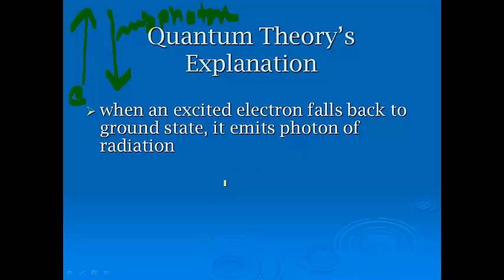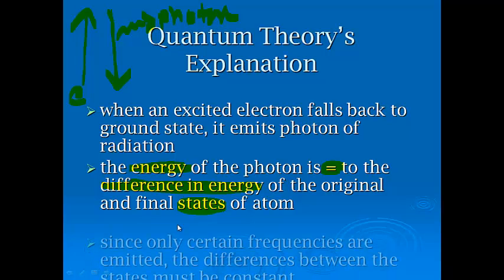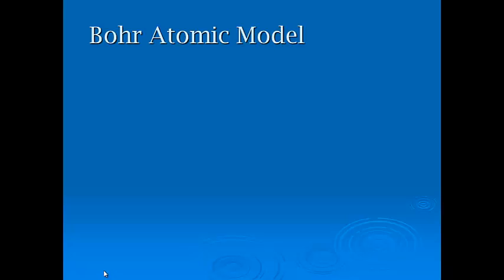A lot of times we see the photon as visible light. Now the energy of the photon is equal to the difference in the energy of the states of the atom. I'm going to show you a ladder analogy in a couple minutes that hopefully will illustrate that a little bit. Now, since only certain frequencies were emitted, the differences between these states must be constant. If you think about a video game, when you conquer level 1, level 2, level 3, level 4, etc., there are these different energy levels, and the distances between them have to be constant. It's not this continuous change, which again, is heady. We'll explain it to you.